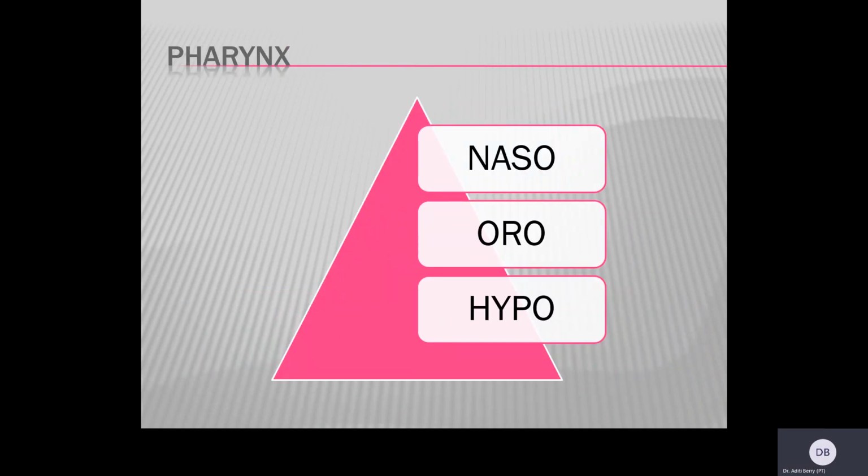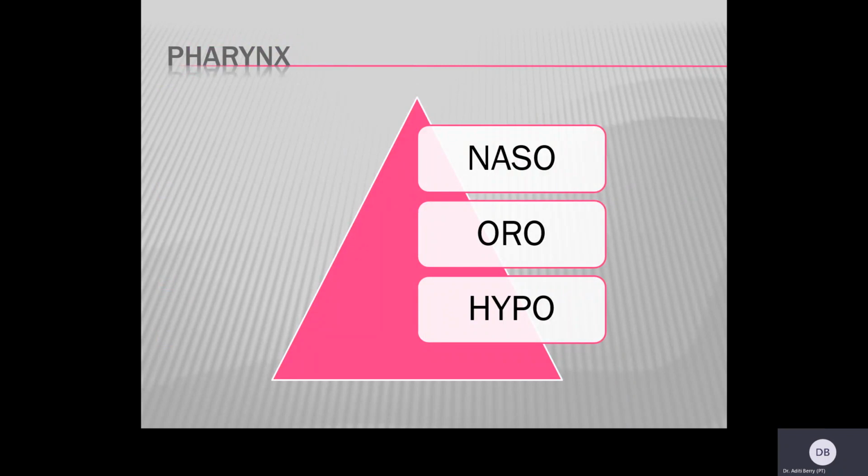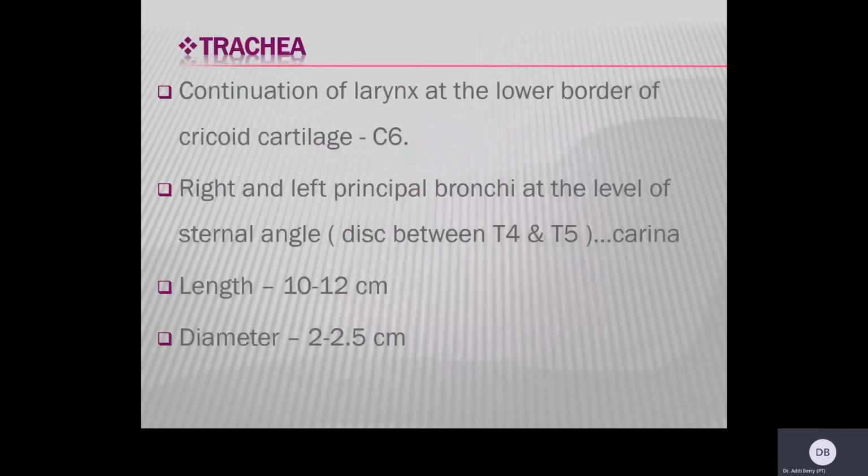Now coming down to pharynx. Pharynx is divided into nasopharynx, oropharynx and hypopharynx, depending again on the adjacent passage to which it belongs. So corresponding to the nasal cavity is going to be a nasopharynx, corresponding to the oral cavity is going to be an oropharynx, and just beneath that or distal to that is going to be a hypopharynx.